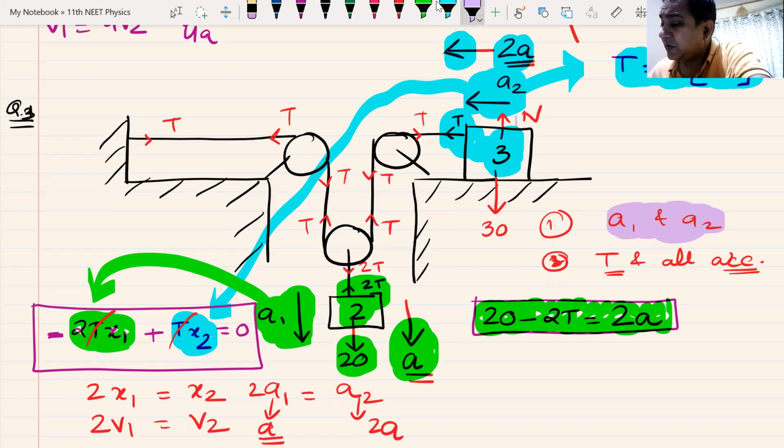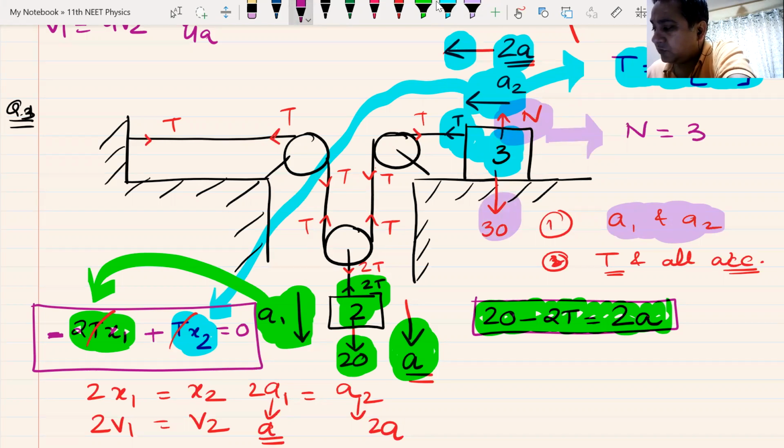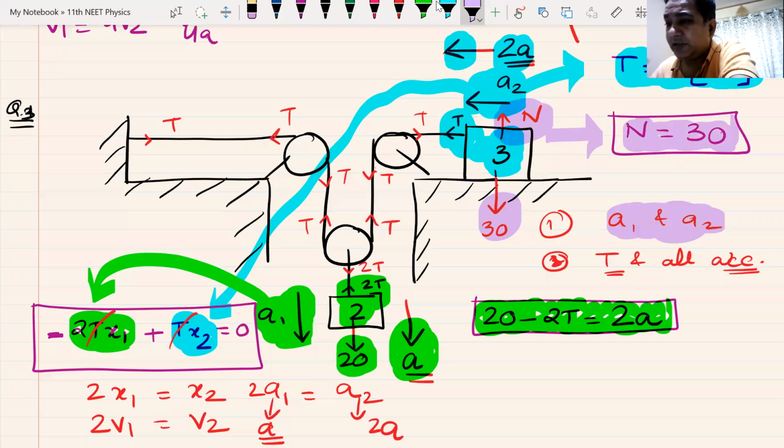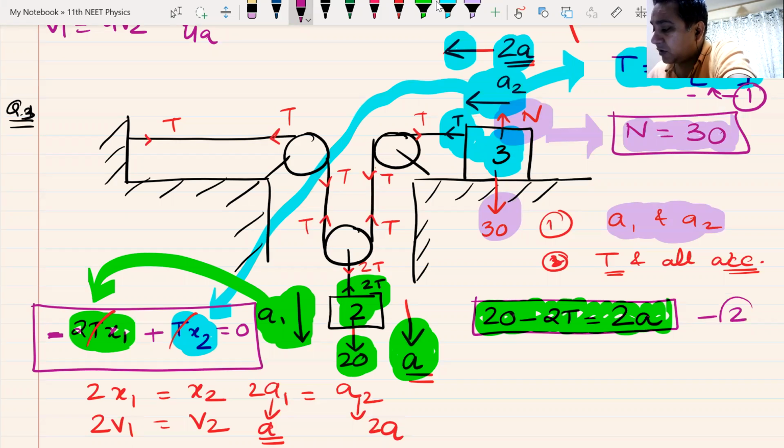Remember, there is also one equation on y-axis. N is upwards and 30 is downwards. So I have the pink equation. N is equal to 30. Now I have to solve two equations for tension. I call the upper equation as equation number 1. I call the lower equation as equation number 2.